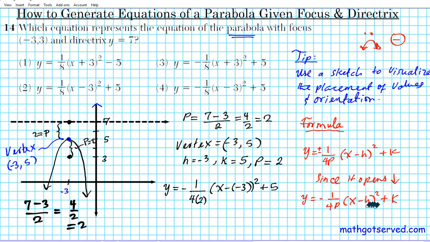Alright, I just took these three values and I put them in here. So let's make it look pretty. Final answer is y equals negative 1 over 8 times x plus, so minus minus is plus, plus 3, quantity squared plus 5. And the answer to number 14 is option number 1. Oh wait, hold on. This doesn't have a minus. We need a minus and a plus. Okay. Alright, yeah, option number 3 is the answer. Let's make sure: minus 1 over 8, x plus 3 squared plus 5. Okay, so there you have it.